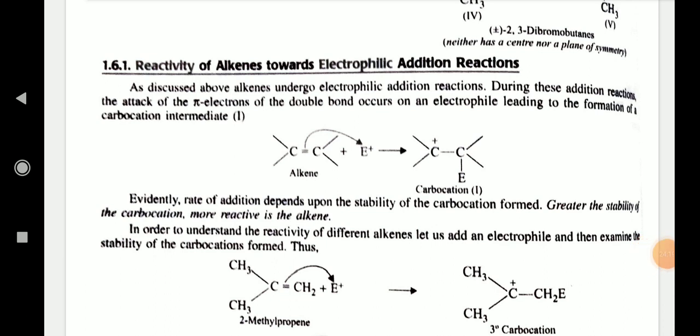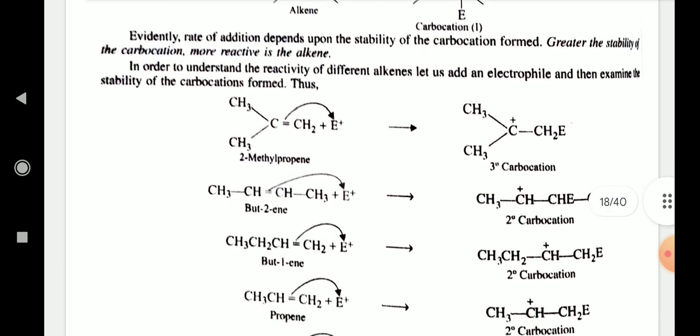Next is reactivity of alkene towards electrophilic addition reaction. As discussed above, alkenes undergo electrophilic addition reactions. During these addition reactions, the attack of pi electrons of the double bond occurs on an electrophile, leading to the formation of a carbocation intermediate. Evidently, the rate of addition depends upon the stability of the carbocation formed. Greater the stability of the carbocation, more reactive is the alkene.